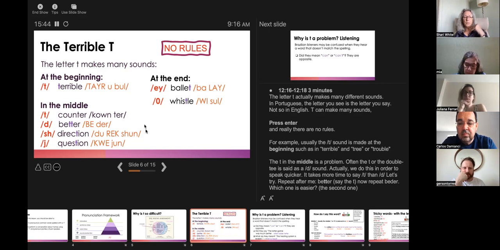Let's look at what else happens in the middle. Direction. Look at that, direction. Crazy. There's not a T at all. Question. Now, some people say question with a j sound. People who are not Latinos say question with a ch sound, but that's hard for Latinos, so they don't say that. So in the middle, you never know what the sound is going to be. At the end, it's even crazier.